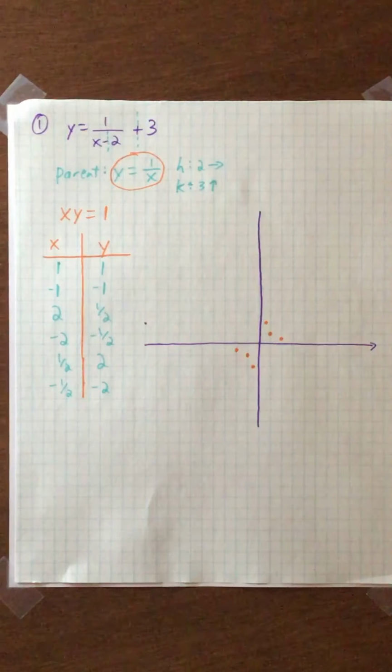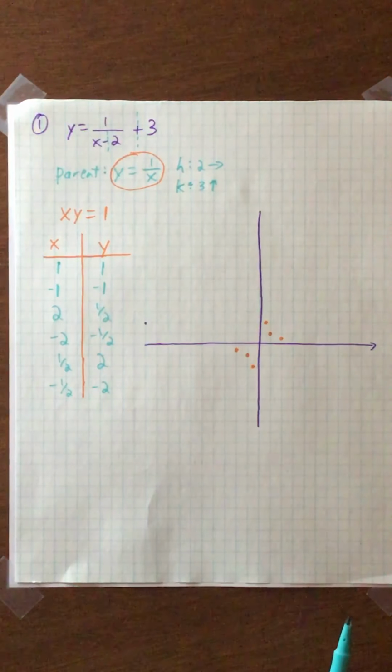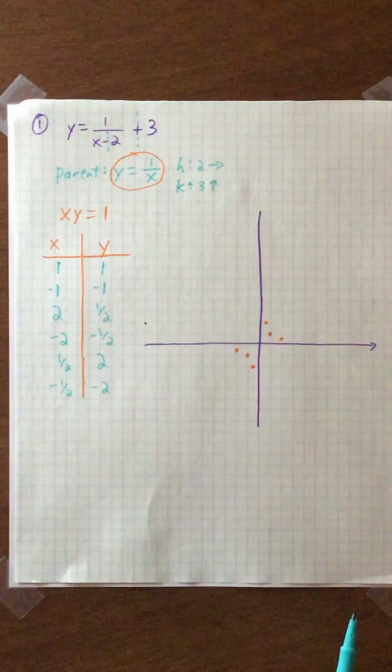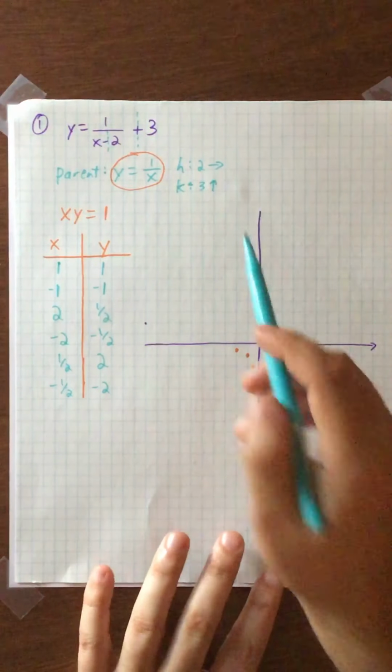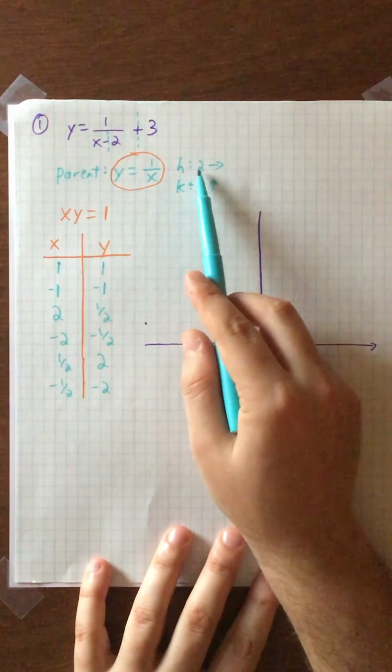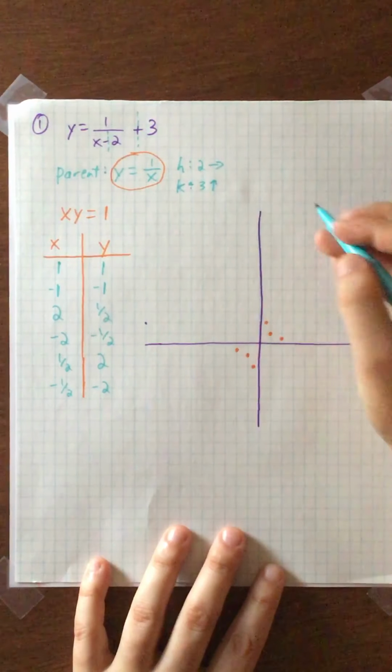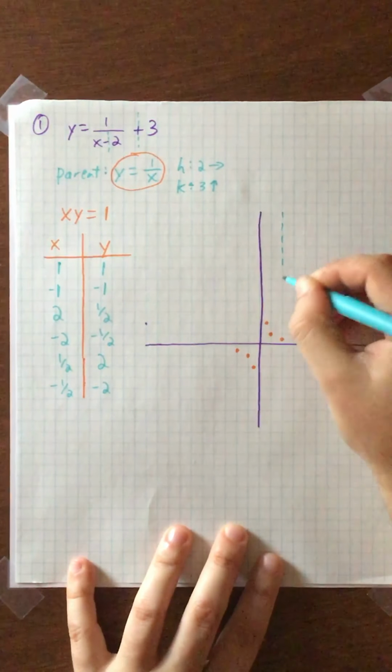Now the next thing that I do is I like to put my asymptotes in, just so I have an understanding of where the two branches are going to fall. Alright, to do that, look at your h and k. H tells me that there's going to be a vertical asymptote at x equals 2.